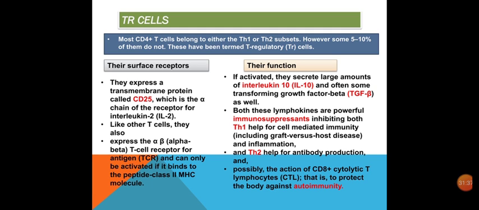Their function: if activated, they secrete large amounts of interleukin 10 and often some transforming growth factor beta as well. Both these lymphokines are powerful immunosuppressants, inhibiting both T helper 1 cell mediated immunity, including graft versus host disease and inflammation, and T helper 2 antibody production, and possibly the action of CD8 cytolytic T lymphocytes, that is, to protect the body against autoimmunity.